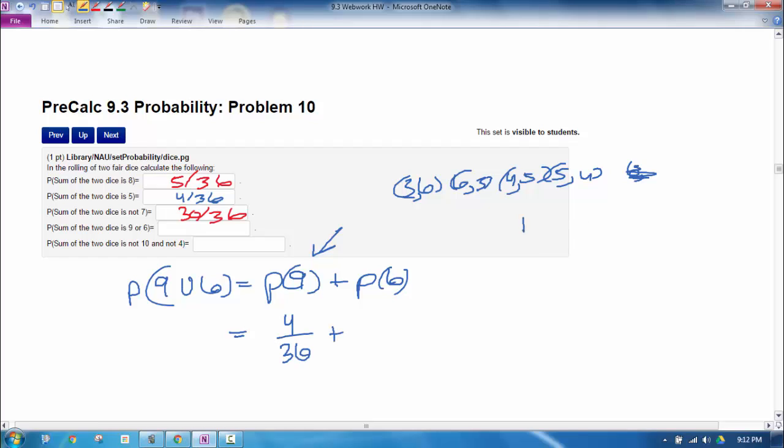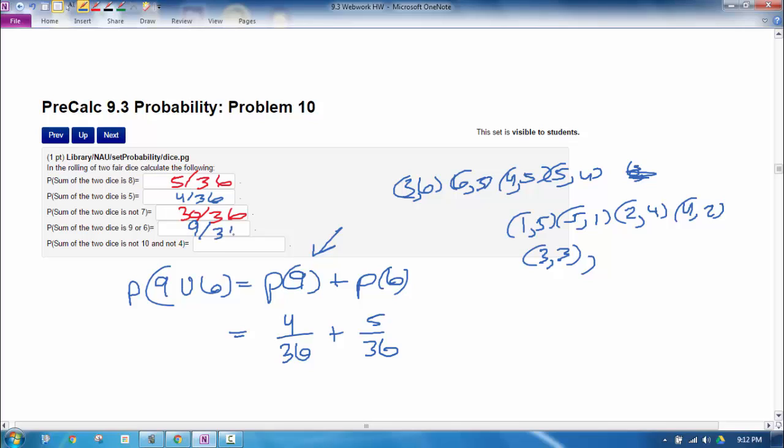And the probability of getting a 6, you could do 1 and 5, 5 and 1. You could do 2 and 4, 4 and 2. You could do 3 and 3. And that's it. So 1, 2, 3, 4, 5. So it'd be 5 out of 36. So that'd be 9 out of 36.